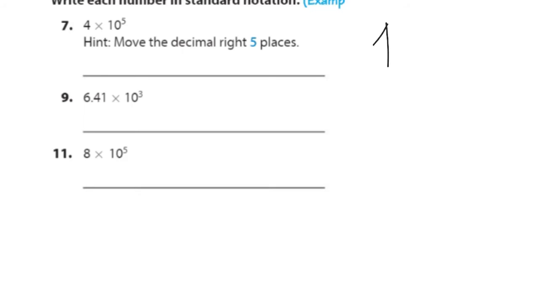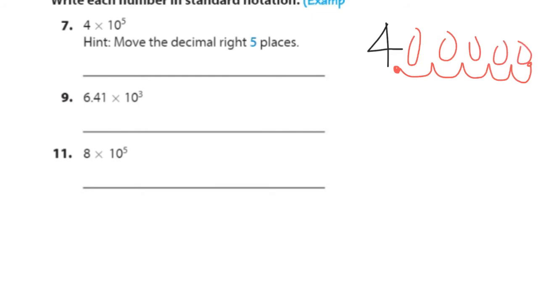So here I have the number 4, and they want me to move the decimal point 5 spaces to the right. Because this is a positive number, I want this to grow larger. Move 5 places to the right. So I'll move over 1, 2, 3, 4, 5. And in those empty spaces, I have to fill in with a 0. So that leaves me at the answer of 400,000.